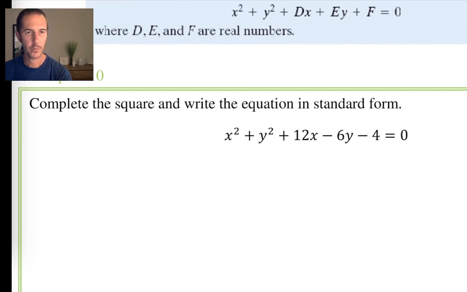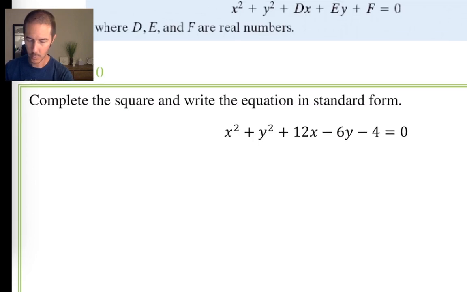So how are we supposed to determine the center and the radius? We're going to do a process called completing the square. And we're actually going to do it twice in one problem. We're going to complete the square for the x values, or the x terms, and we're going to complete the square on y. And then I will show you how we end up with our constant value, or the radius squared.